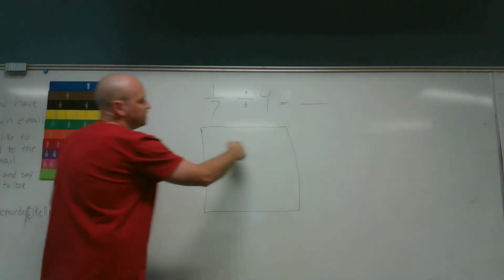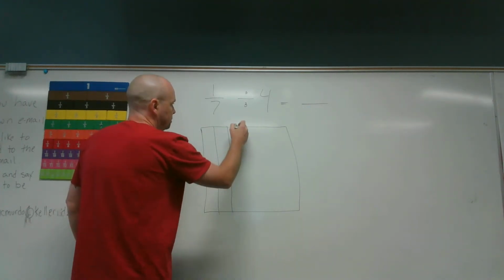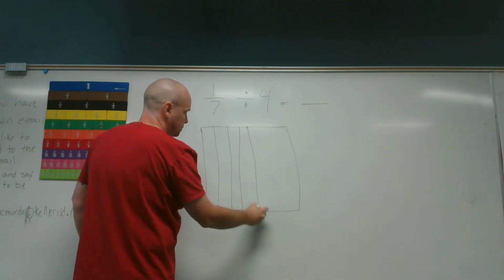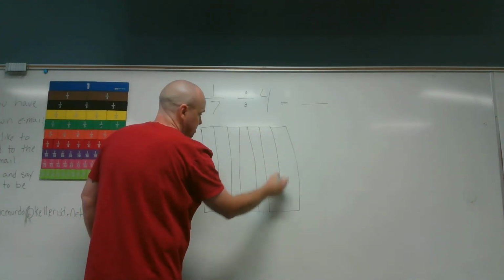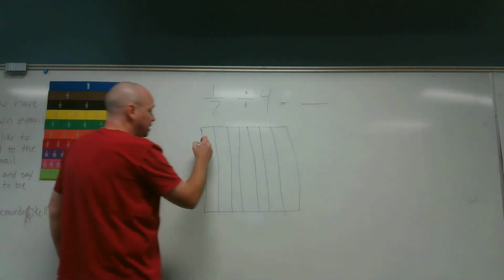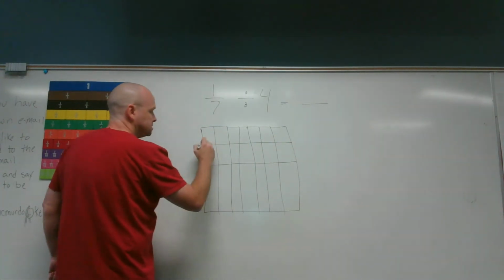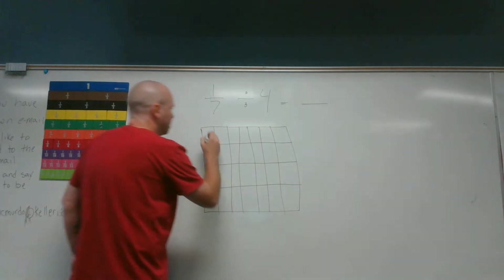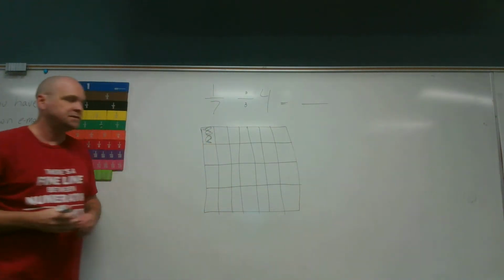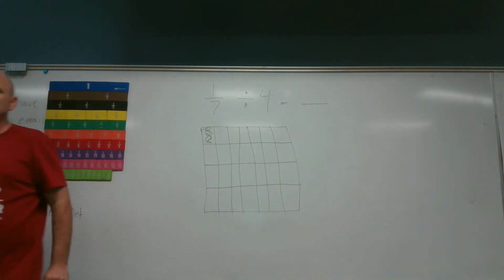Good. I'm going to divide this into 7 equal parts. 1, 2, 3, 4, 5, 6. Awesome. Divided it into 7 equal parts. And then I'm going to divide each one of those into 4 equal parts. So now each one of these shapes is the same size. Just if you can't tell that, just squint your eyes a little bit, because ideally they're the same size.